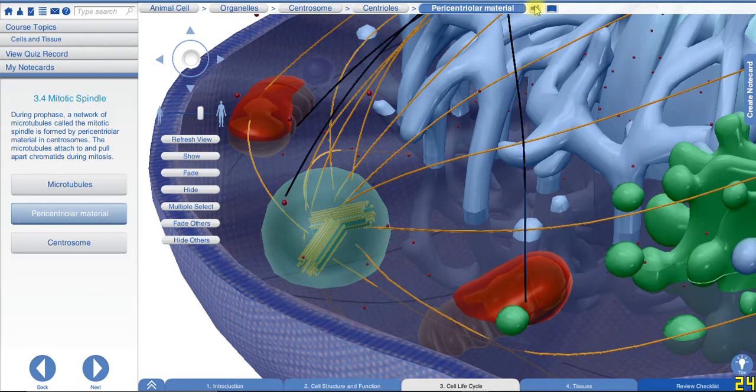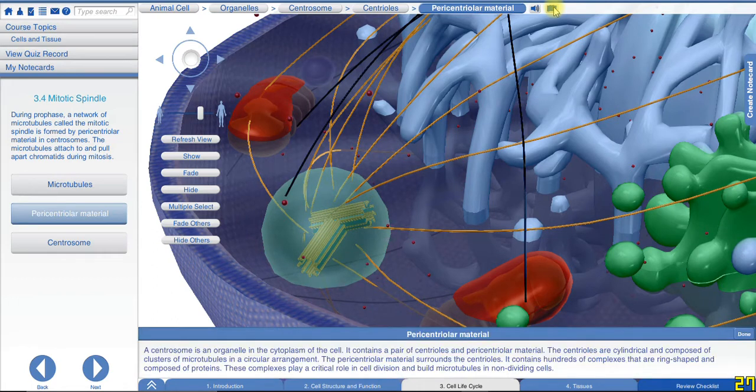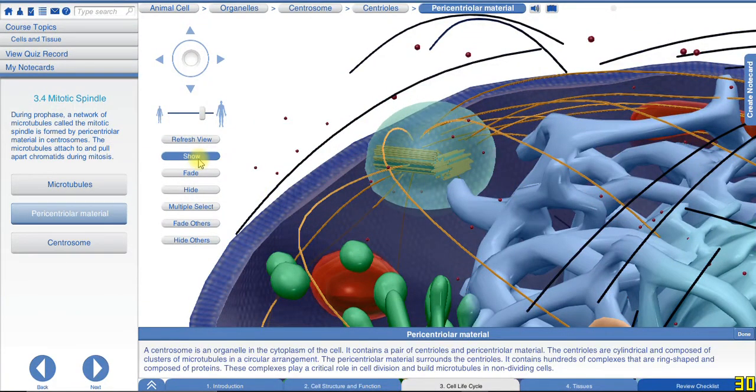Pericentriolar material. So what is this? A centrosome is an organelle in the cytoplasm of the cell, and it contains a pair of centrioles and pericentriolar material. The centrioles are cylindrical and composed of clusters of microtubules in a circular arrangement, and the pericentriolar material surrounds the centrioles. It contains hundreds of ring-shaped complexes composed of proteins. These complexes play a critical role in cell division and build microtubules in non-dividing cells. I think you have understood this. These are very simple definitions.